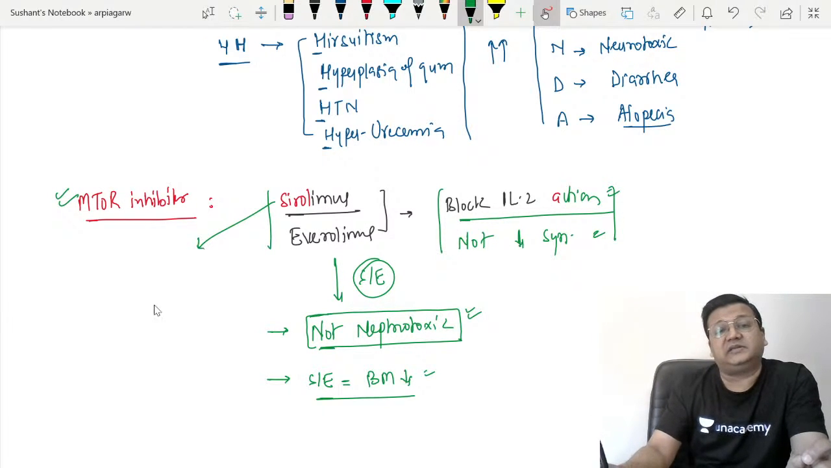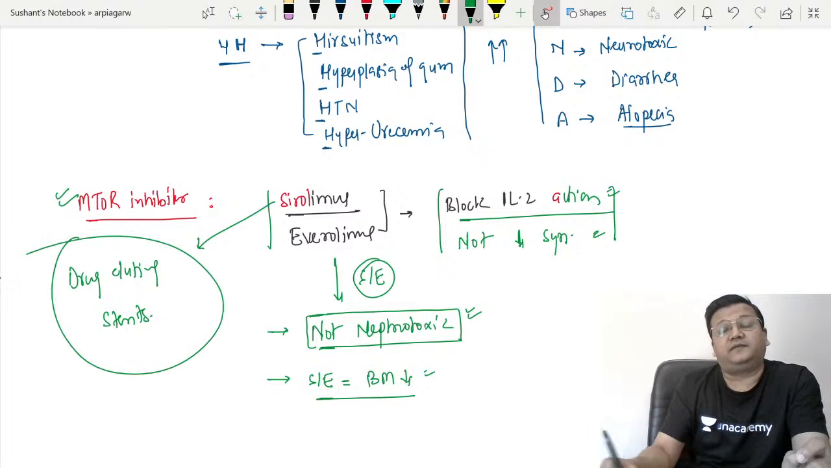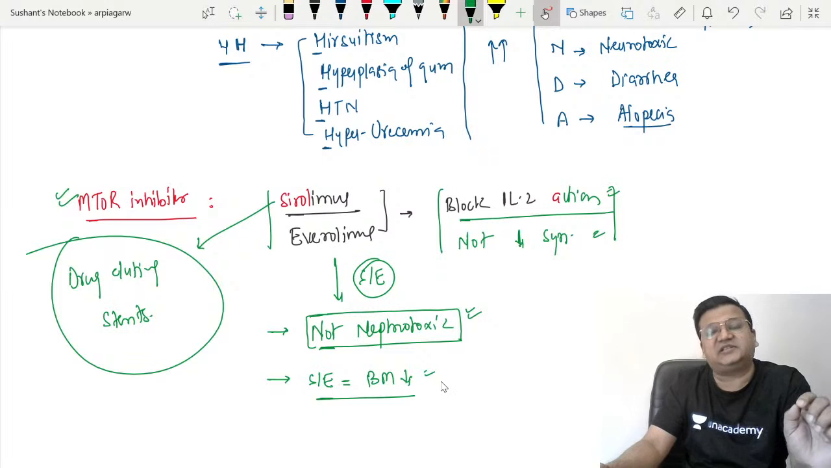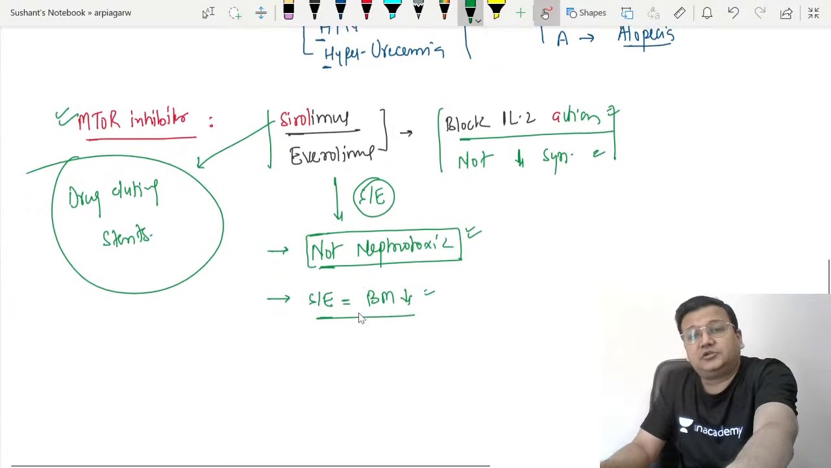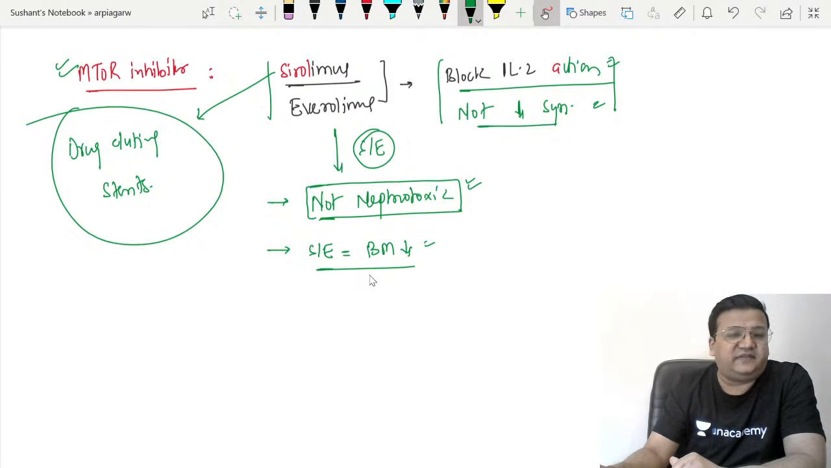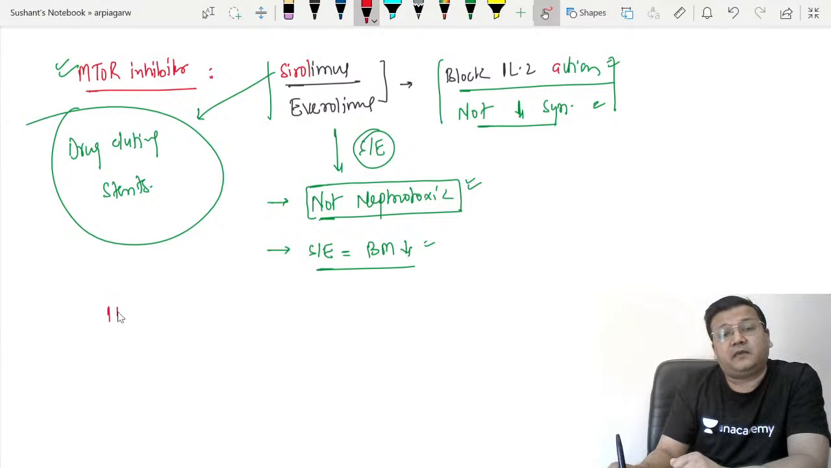Out of this, sirolimus is also used in drug-eluting stents. So after coronary angiography, we put drug-eluting stents, and the drug which is filled in those stents, sirolimus, prevents restenosis of the coronary arteries. So it is used in drug-eluting stents. Sirolimus, everolimus. So these are mTOR inhibitors, not nephrotoxic, do not decrease IL-2 synthesis, and the main side effect is bone marrow suppression.